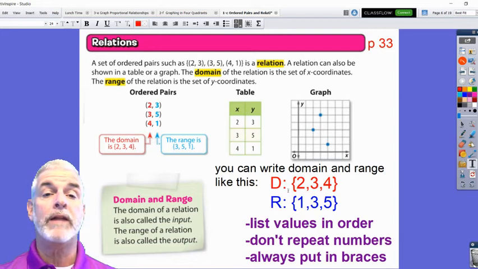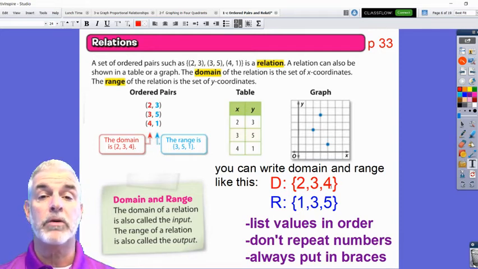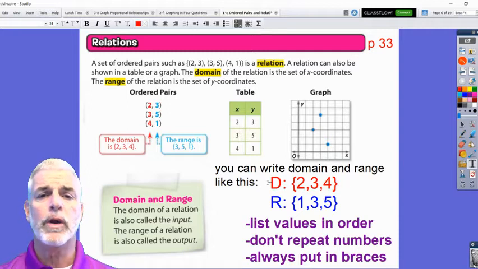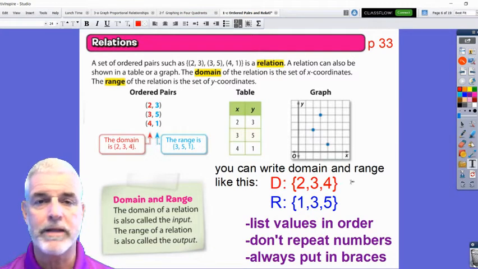Now, when you write domain and range, it's written as a set of numbers, so we write it in set notation, which means we use these braces, okay? We put the numbers in braces with commas in between them. And you don't have to write out the word domain and range, but you do have to put a D and an R so I know that you know which set is which, okay? You can't just write the numbers.